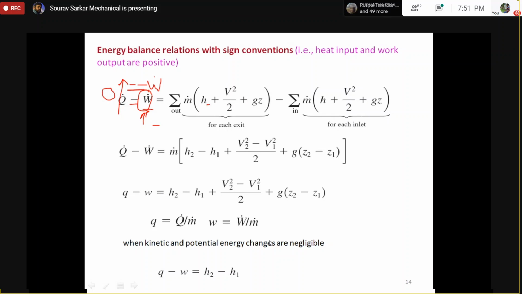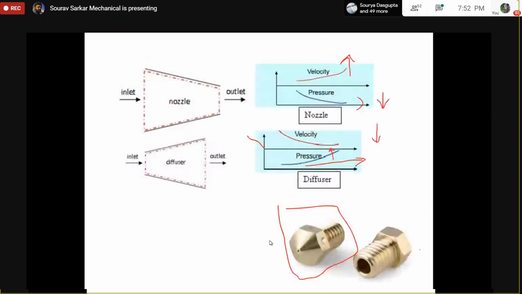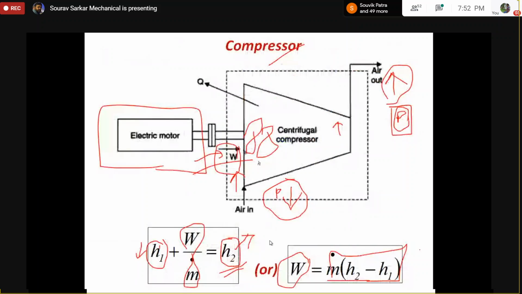Here, this is my H2 and this is my H1. So if I ignore the kinetic energy and the potential energy, finally I will get minus of minus W equal to H2 minus H1. Please excuse my mouse work. So finally I am getting W equal to m dot into (H2 minus H1). That is what I have written here. Did you get this?